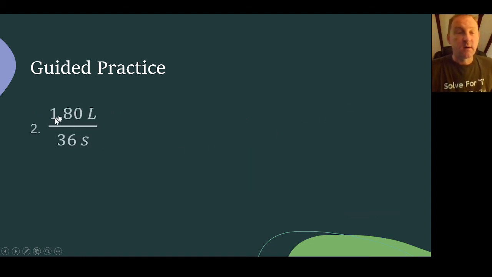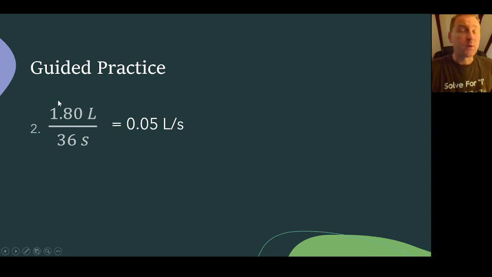Try this one. 1.8 liters divided by 36 seconds. Now, when we're multiplying and dividing, you can use different units, but if these were the same units when you're dividing, they would cancel each other out. These are different, so they're just going to stay liters per second. This would be like flow, how a fluid goes through at a certain rate. Anyways, put this in your calculator, and you get 0.05.